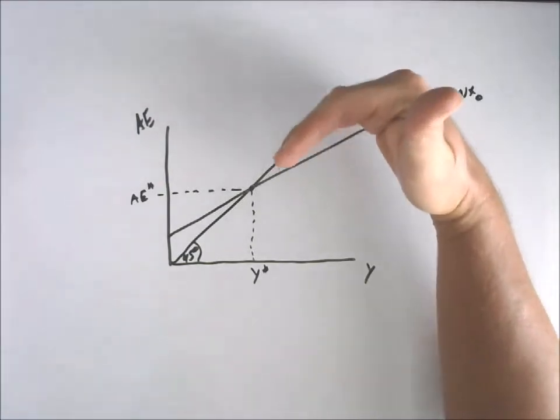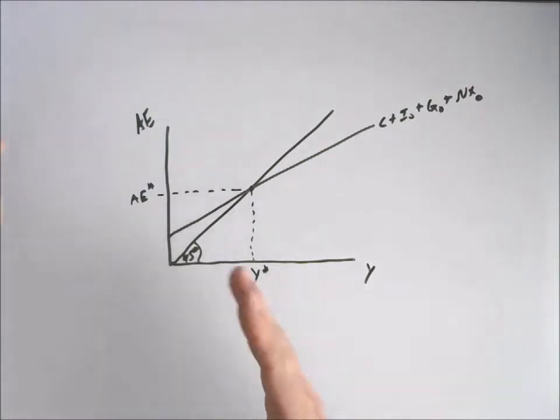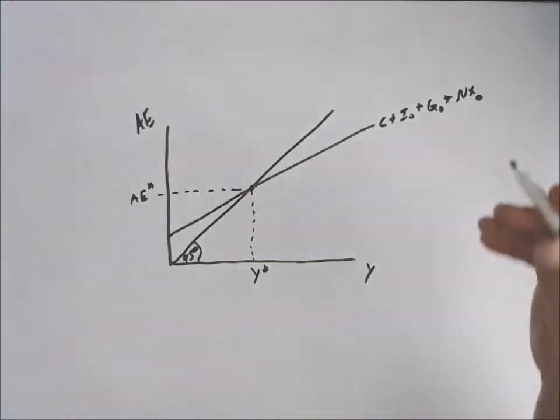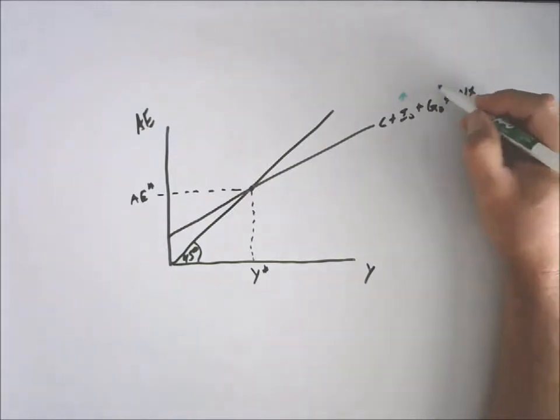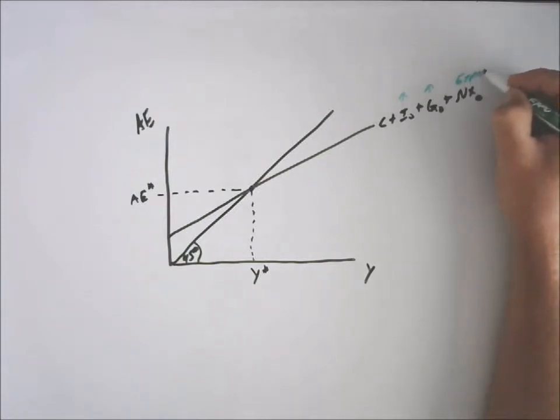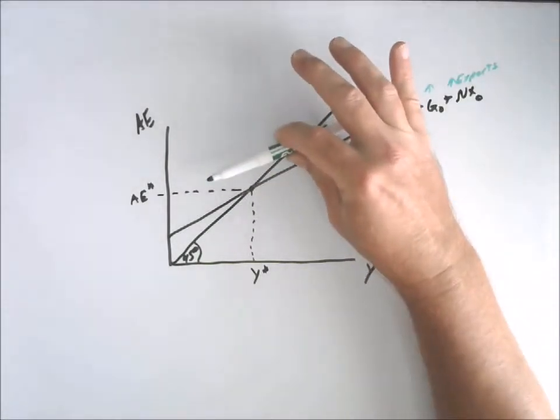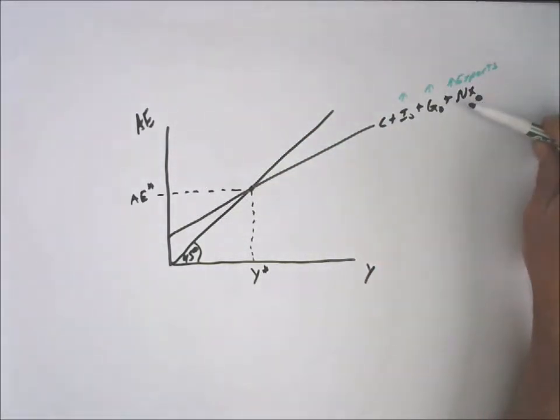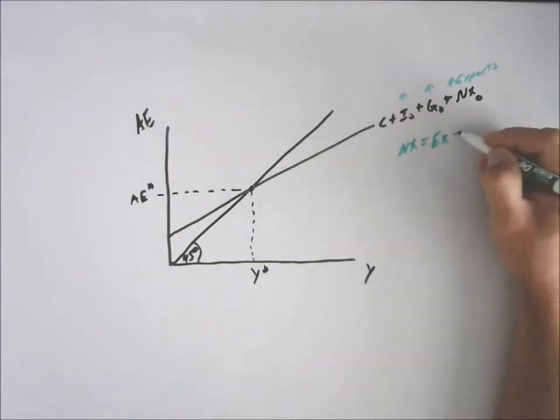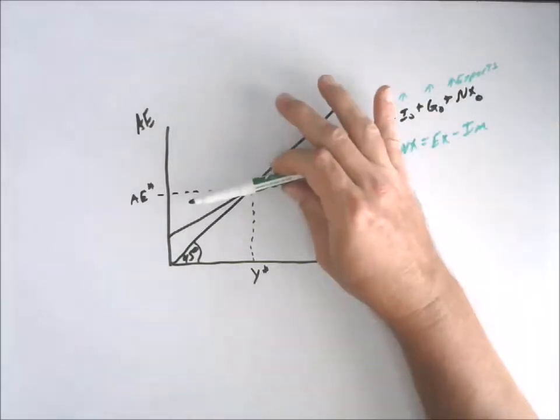Now, obviously, if this curve shifts up, real GDP increases. If this curve shifts down, real GDP falls. Specifically, if we get an increase in I, G, or exports, we get an upward shift to this line. If we get an increase in imports, however, remember, NX equals exports minus imports, okay? If we get an increase in imports, however, this line shifts down.